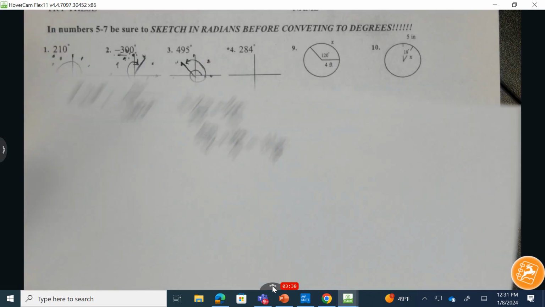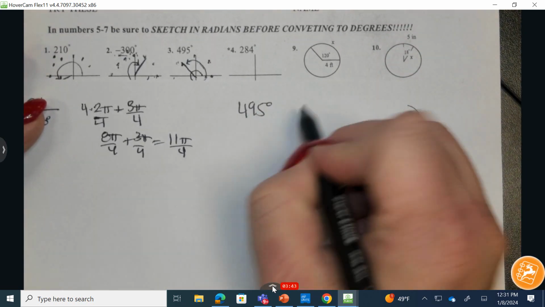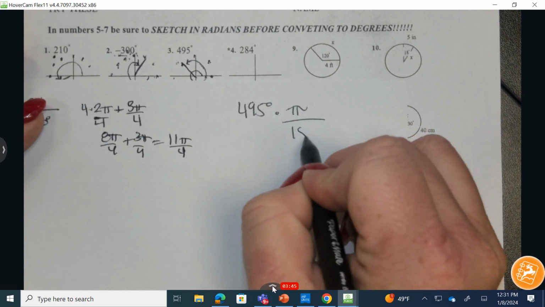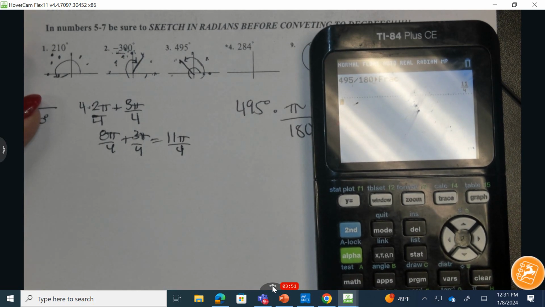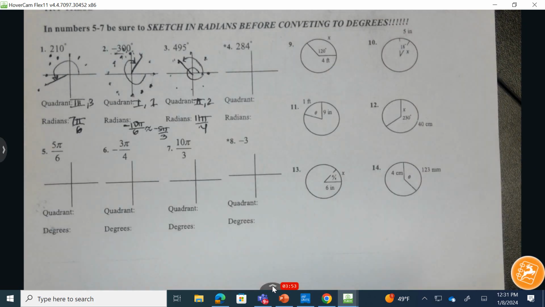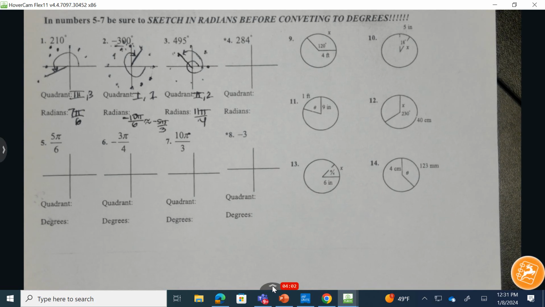Or some of you may just prefer to do a quick conversion from degrees into radians. So times pi over 180 degrees. And I'm taking 495 divided by 180, turning it back into a fraction, and we have 11 pi over 4. 3 different ways to achieve the exact same answer. All right, now 284 is not one of those memorized 30-degree interiors or 45. So let's figure out, where is 284?